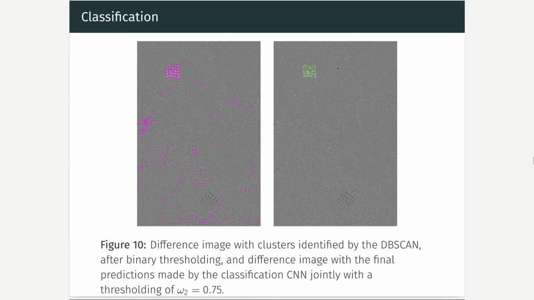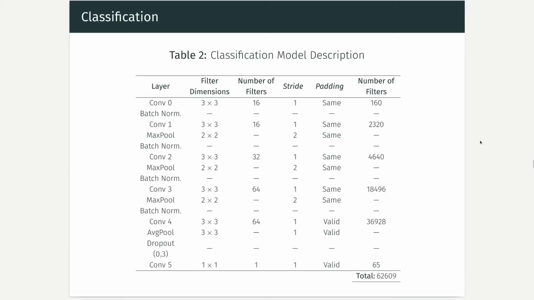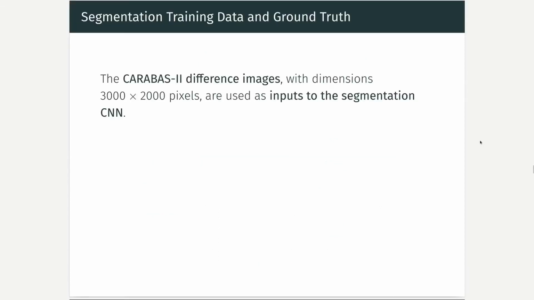In green we can see the true positives that were detected, the false negatives that were not detected, and one false alarm here in hat. The classification model description, the training. The input of the segmentation training, the segmentation network.